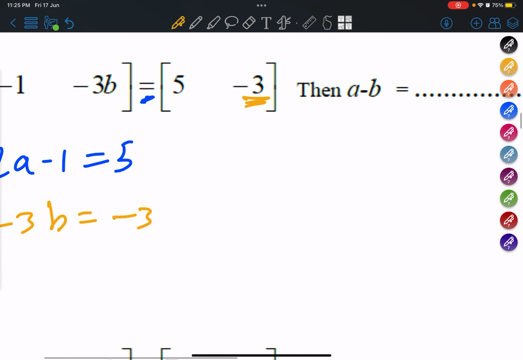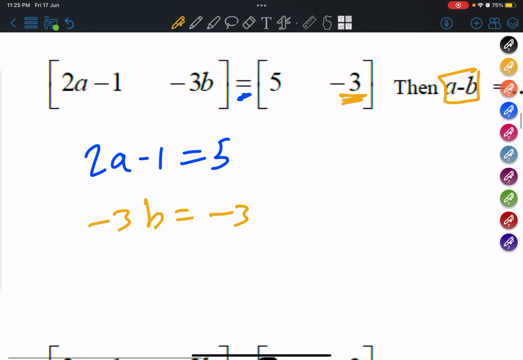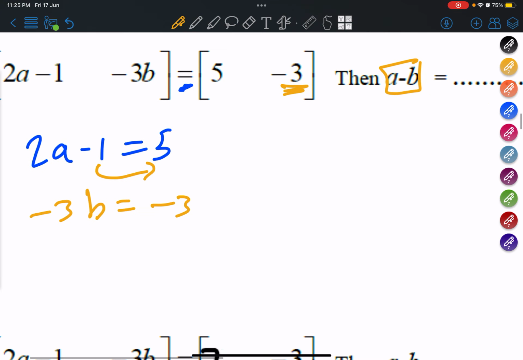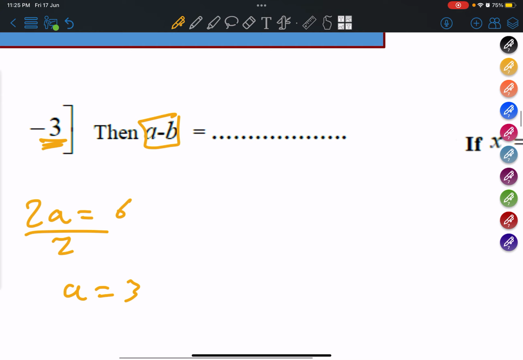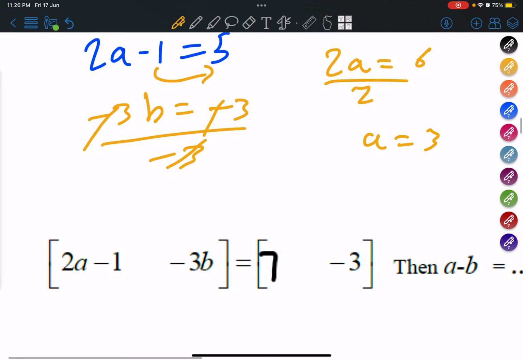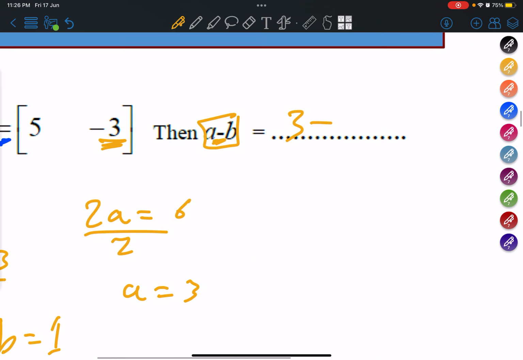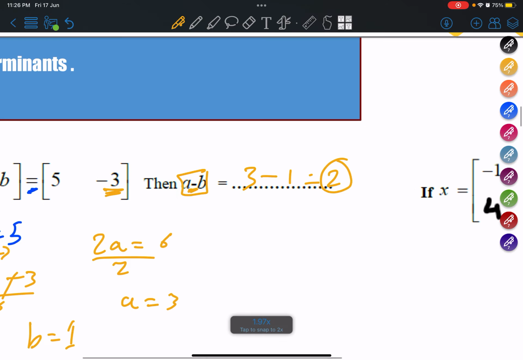Okay, now let's solve. Here the question is, what is a minus b? So let's get the value of a, which is, if we transfer negative 1 to the other side, we'll get 2a equals 6, and then divide by 2, so a equals 3. So we got the first number, which is 3, minus, as we have here. Then the value of b is, if we divide by negative 3, this and this will go, and the negative will go, which means that b will equal 1. So here b equals 1. So 3 minus 1 is equal to 2.